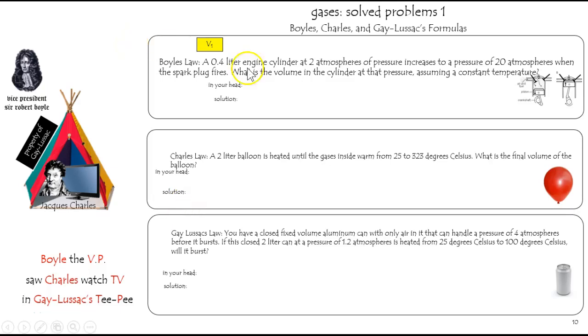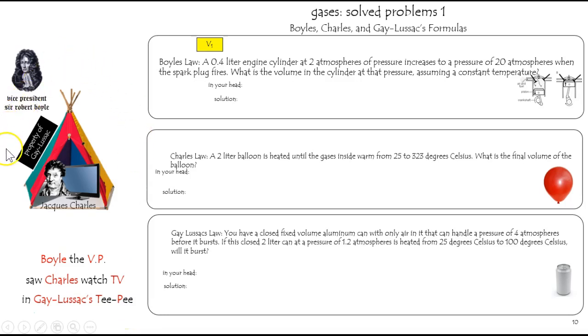Hey, this is Dr. B, and let's solve some gas law problems. These are the problems of Boyle's, Charles's, and Gay-Lussac's, which means we're dealing with pressure, volume, and temperature, for which this little ditty might be helpful. Boyle, the VP, that's volume and pressure, saw Charles watch TV in Gay-Lussac's TP.